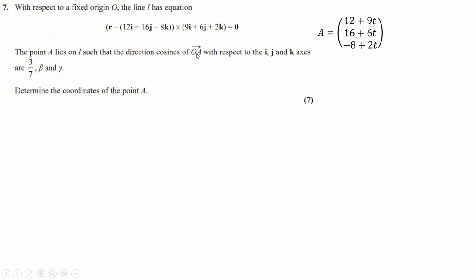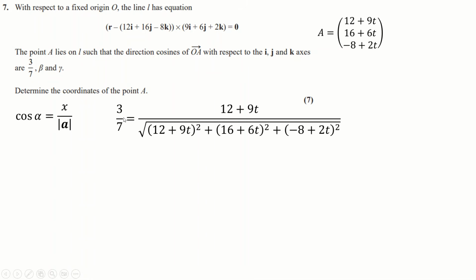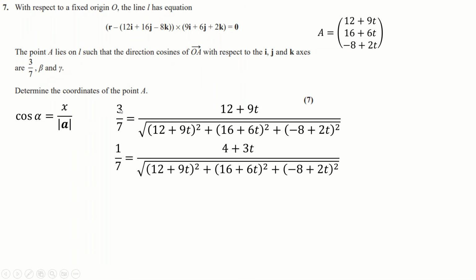Okay, so the direction cosine of OA in the x, the only one that we know anything about is the i direction, right? These are just beta and gamma, they're not very helpful. We know the i direction though, so the direction cosine in the i direction is just cos of theta is equal to this over the size of the vector you're looking for, so this squared plus this squared plus this squared, square rooted, and we know that that's equal to 3/7. Right, because we know that the actual direction cosine is 3/7. So it's just 3/7 equal to this over the entire length of this vector, and we just solve this for t. We can notice that you can factorize out 3 from this to make 3 into 4 plus 3t, and then cancel with that 3 to make this, and that just makes everything a bit easier.